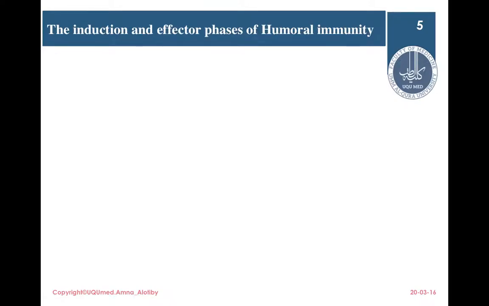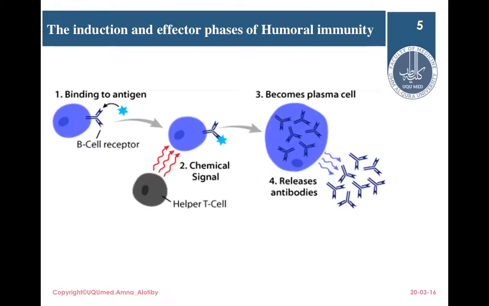The induction and effector phases of humoral immunity can be shown with this particular diagram. The first step is the binding of the antigen to the B cell receptor, and the chemical signaling that comes either through the helper T cell in T-dependent responses, or in other cases through T-independent responses. These B cells are then differentiated into plasma cells, which in turn produce antibodies.